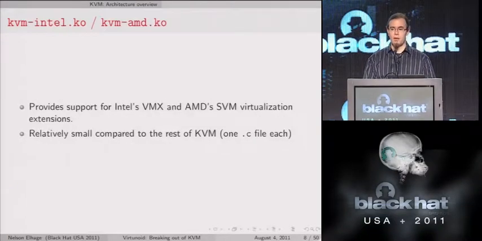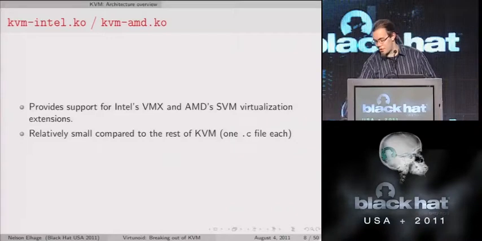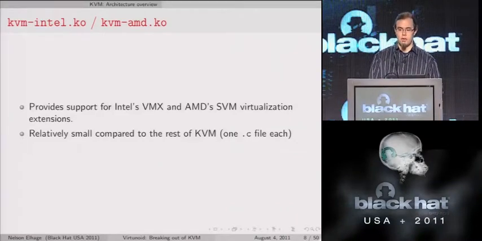The other part of the in-kernel component is just the hardware-specific code. AMD and Intel have different sets of virtualization extensions that work broadly similarly but are completely different in all the details. And so there's one driver and one kernel module each to interface with those. They're relatively hairy, but they're fairly small pieces of code. They're just one C file each, 4,000 or so lines of C.